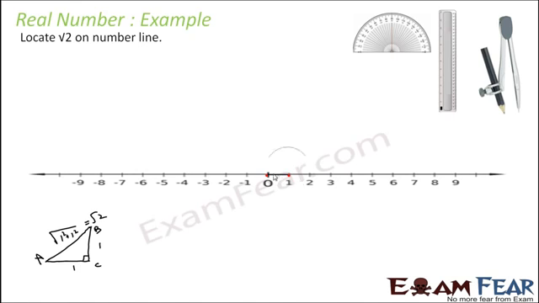Once I have that 1 unit, I'll take this compass, measure this 1 unit, put my compass here, and then draw this arc. This arc radius is 1 unit. In fact, this is also 1 unit. Now I'll take the protractor and draw a 90-degree angle line here. So now this line length will be what? 1. So this line length is 1 and this line length is also 1.